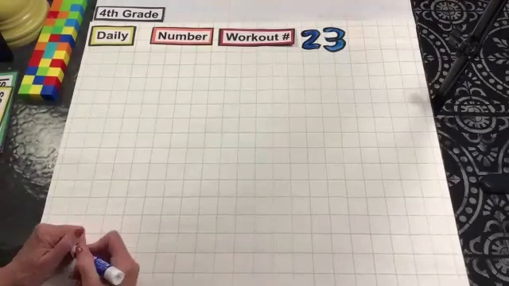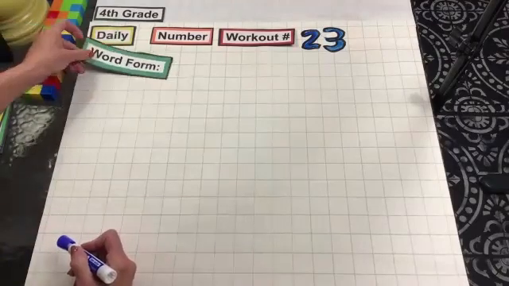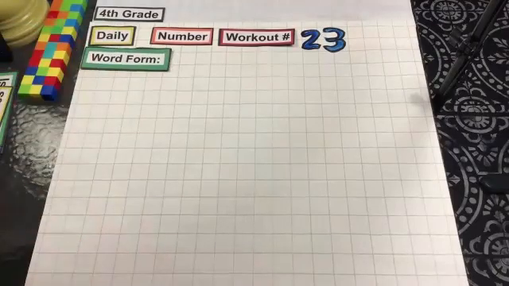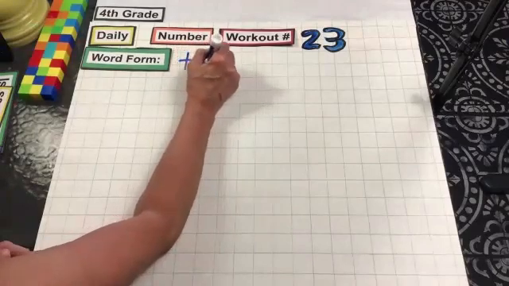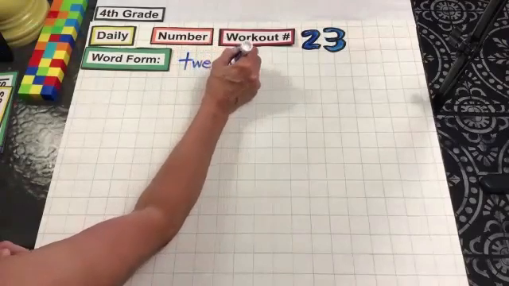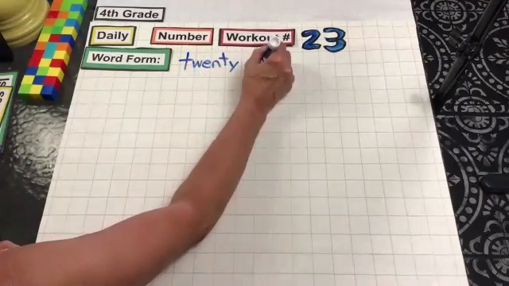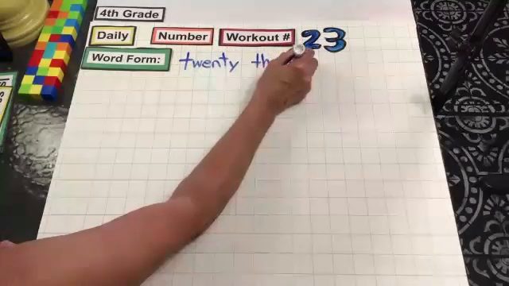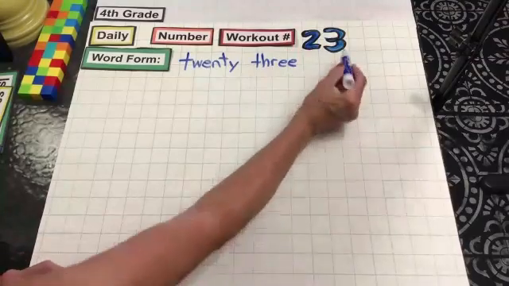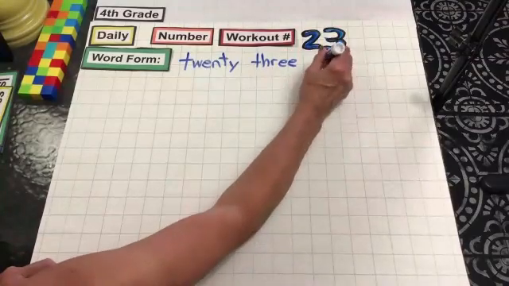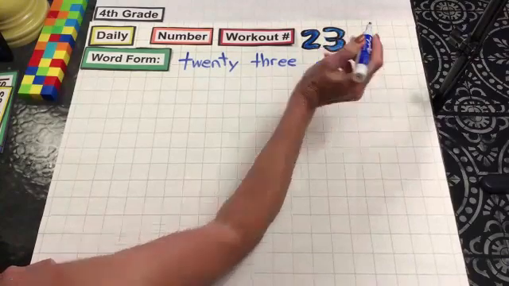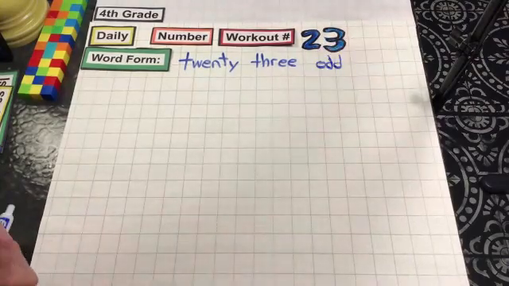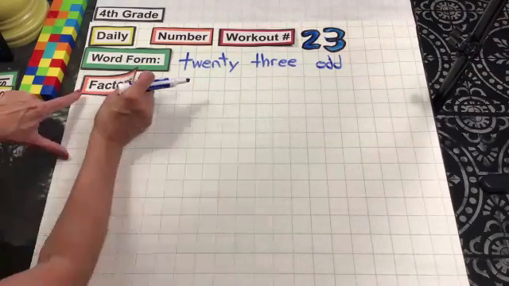Let's get started with our word form. 23. And since it ends with a 3, it is an odd number. So let's go for our factor pairs.